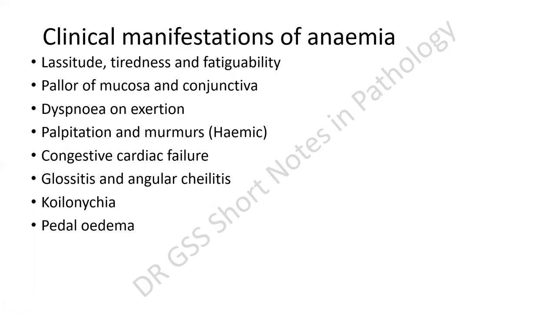Hyperdynamic: you can see the pulse, you need not feel the pulse. It can happen in a number of conditions. A for anemia, B for beriberi, C for cirrhosis, D for ductus arteriosus, E for exercise, emotion, G for Graves' disease, H for hypertension, I for increased infusion of fluids, and so on it will go on. Angular cheilitis, glossitis, koilonychia, we shall be seeing all these features later on, and pedal edema. These are the general manifestations of an anemia.